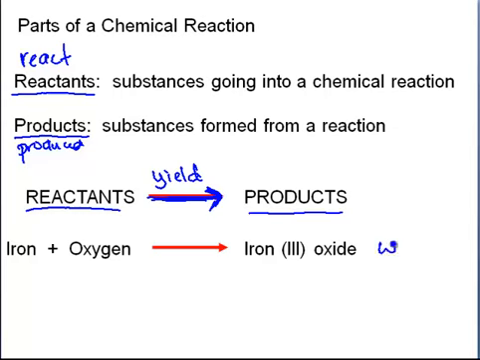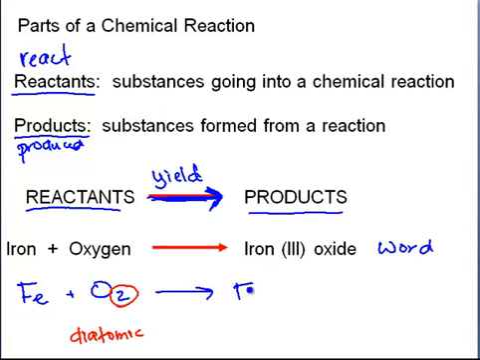This is what we call a word equation. We could write it in formulas. Iron, Fe, plus oxygen, O2. But you're wondering, why am I using O2? Why not just O? Oxygen's O. Remember, oxygen, guys, is one of those 7 diatomic molecules. It must have this 2 here. You cannot just put the O. It has to have the 2. So iron plus oxygen yields iron 3 oxide.